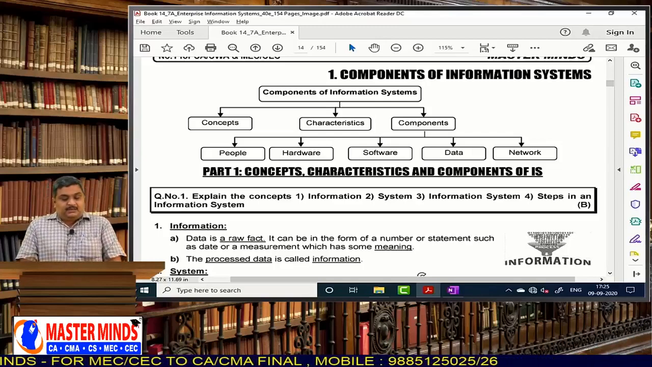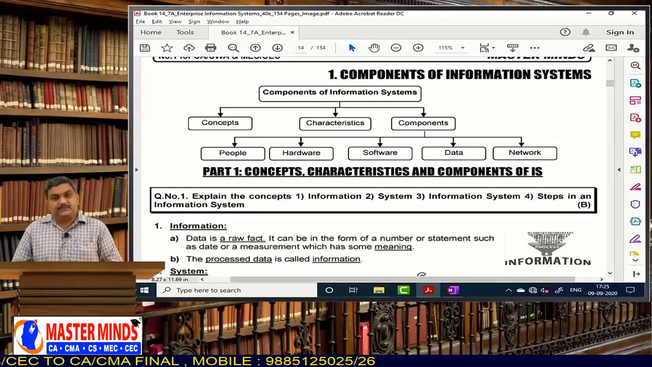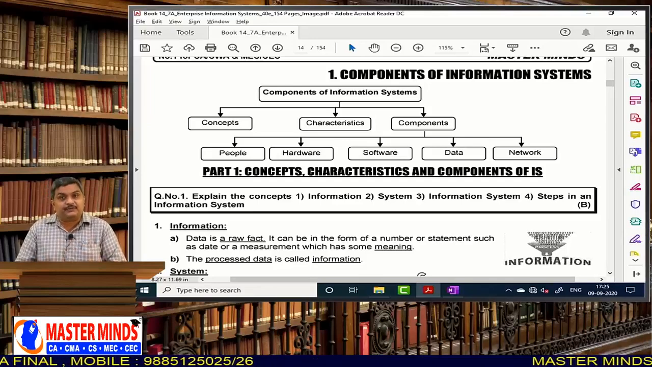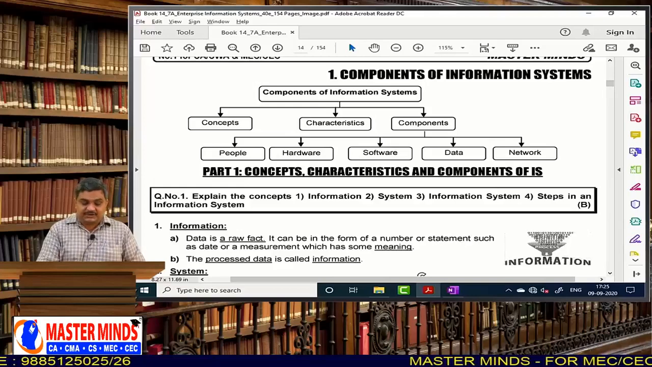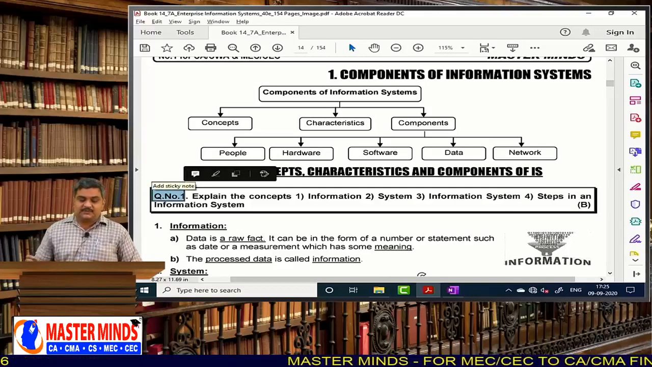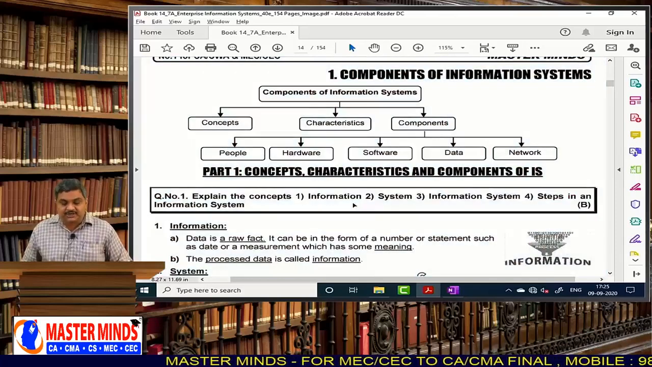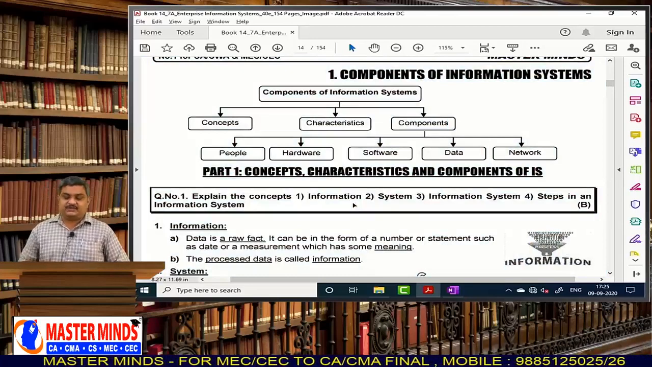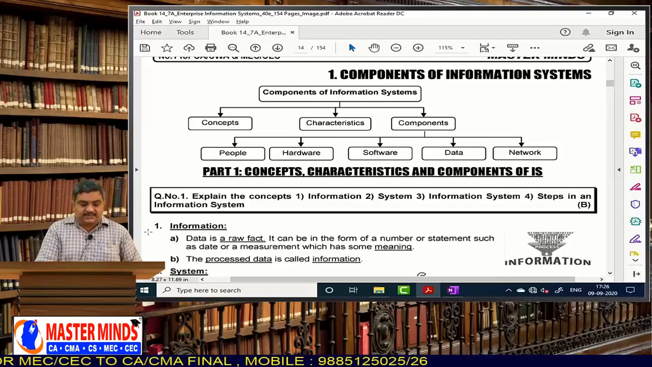Okay, see, in this lesson we will mainly concentrate on what is information system, what are the characteristics of information system, and what are the different components of information system. These all areas we will study in this chapter. Now the first question. Okay, what's the first question? Explain the concepts information, system and steps in an information system. So these all concepts we need to study. Right. First, what is information?